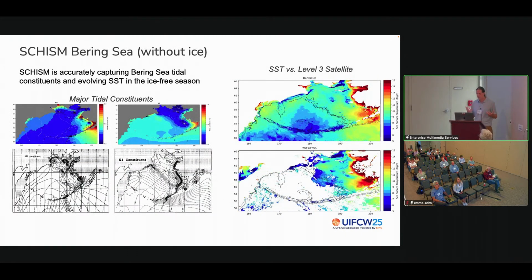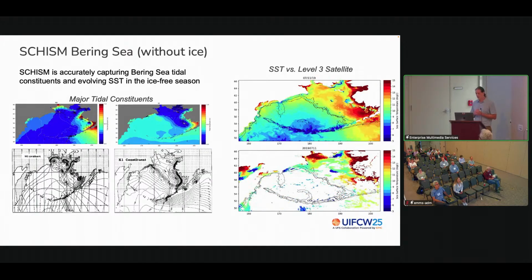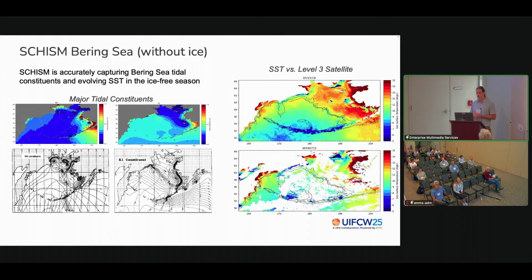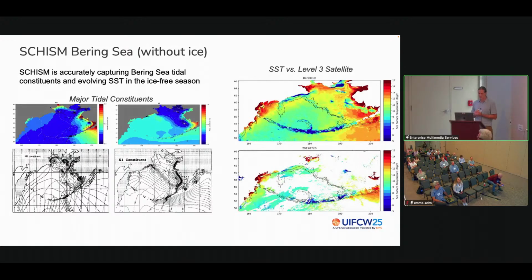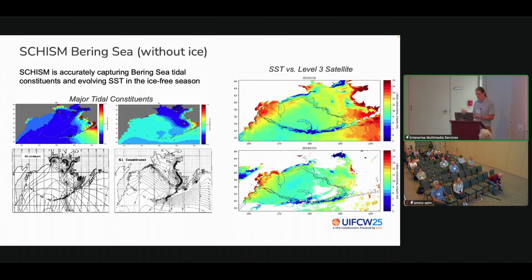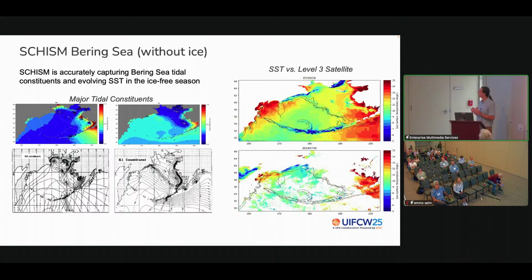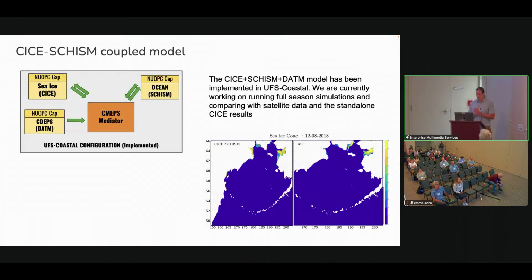We first tested Schism in standalone configuration during the summer to show that we can reproduce the temperature, the tides, and the stratification evolution on the shelf. And we've shown that it does a good job at that. And we finally have coupled the 3 components and are starting to find that SICE and Schism work well in a fully coupled mode to accurately capture the sea ice evolution. Here again, we're just showing the beginning of the December 2018 winter season.